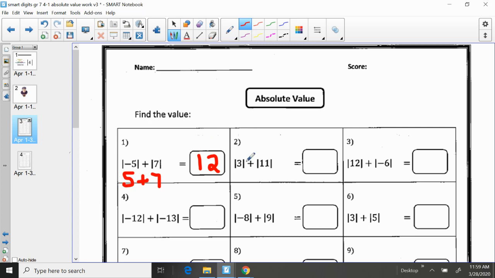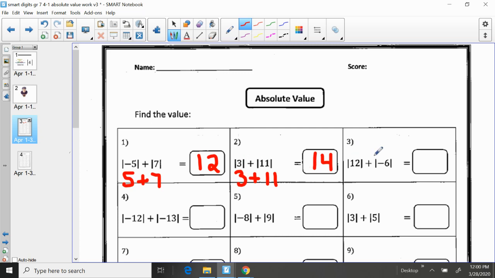So, question 2, absolute value of 3 plus absolute value of 11. Absolute value of 3 is, you guessed it, 3. Absolute value of 11 is, you guessed it, 11. What's 3 plus 11? The answer, 14. Right, because absolute value is always positive. And that was easy because these were already positive, so I didn't have to think about what the absolute value was.